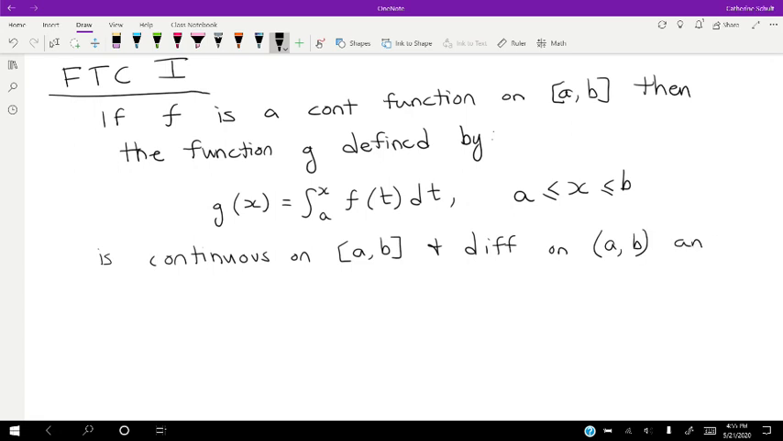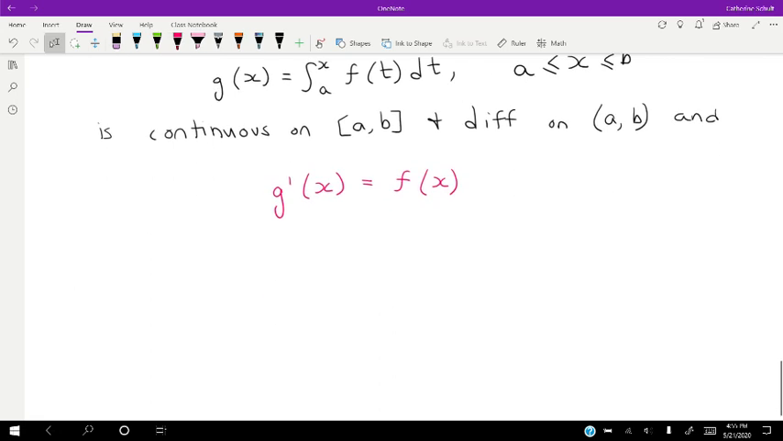Okay, and the big part is what we just showed: g prime of x, if we take the derivative of this area function, is just the inside. So we're really seeing how derivatives and integrals are inverse processes. For instance, the derivative of an integral is almost like the identity function. It just gets us back to f of x.